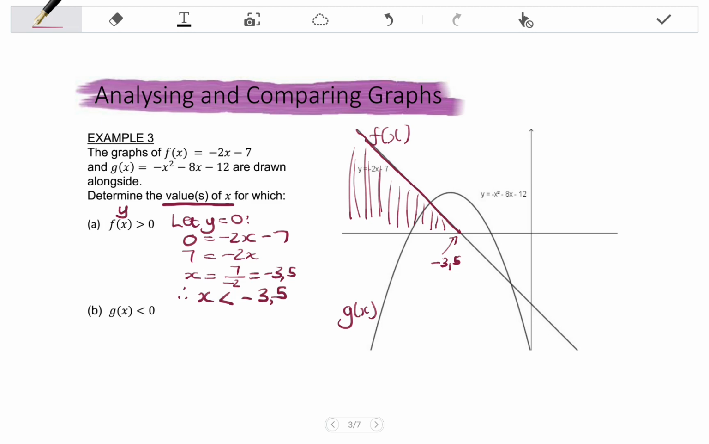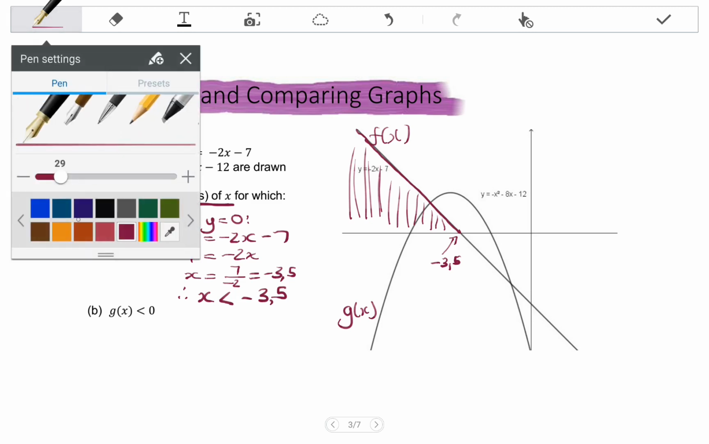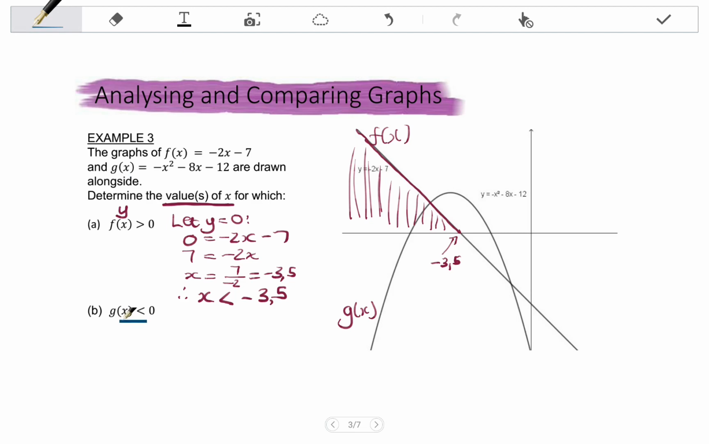Okay, so for question B, let me just change the color of my pen. We are interested in the x values where g of x is less than 0. So that is where the graph of g of x is below the x-axis, because then the y values would be negative. I use that knowledge to find the correct part of the graph. So I want the parts of the graph of g of x that are below the x-axis, so there and there. And I need to answer in terms of its x values.